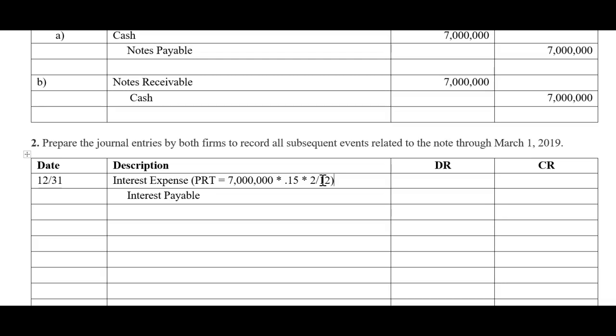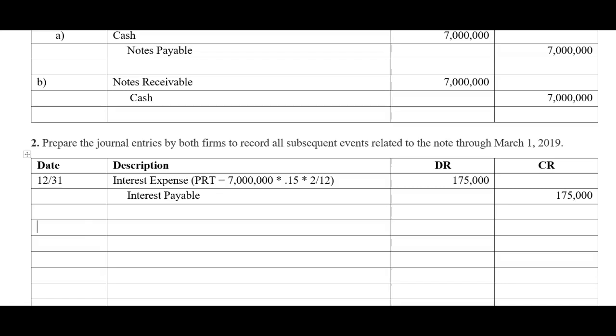So pull out your calculators, and let's see how to calculate that interest. We're going to take $7 million, multiply that by the 15%, and then multiply it by 2 divided by 12. When we do that, you'll notice that you get an interest amount of $175,000 that would have accrued. So there we go. We debit interest expense, credit interest payable.